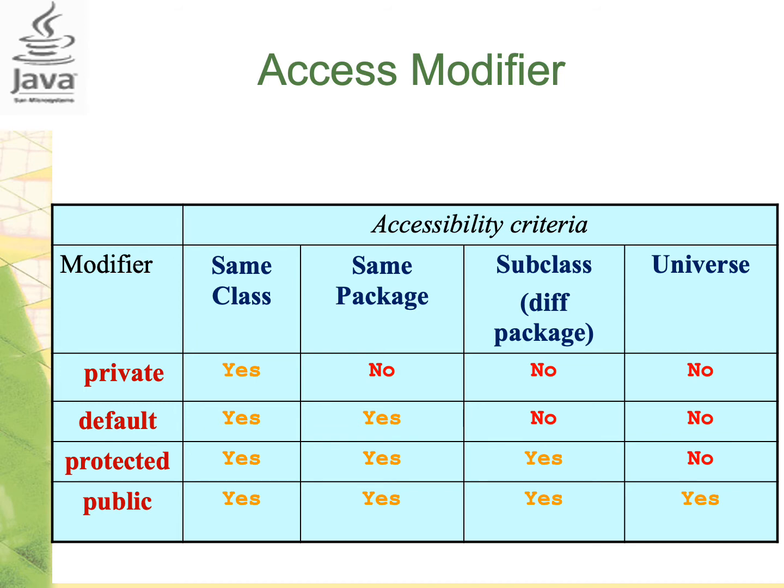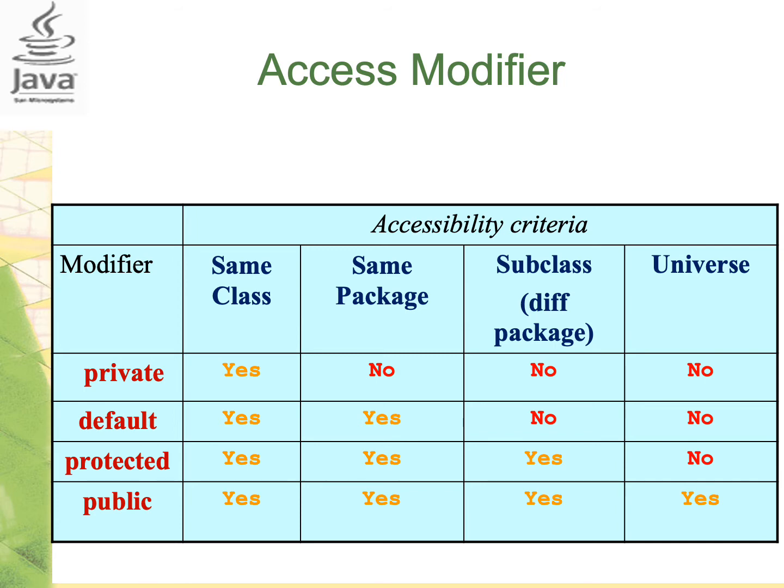This table here summarizes the accessibility modifiers in terms of the accessibility with the class, package, and outside of the same package. You can think of package as being in different folders. Private is the most restrictive modifier, followed by default, protected, and public is the least restrictive.